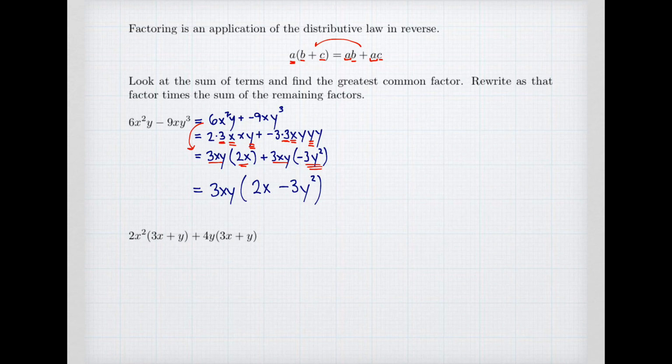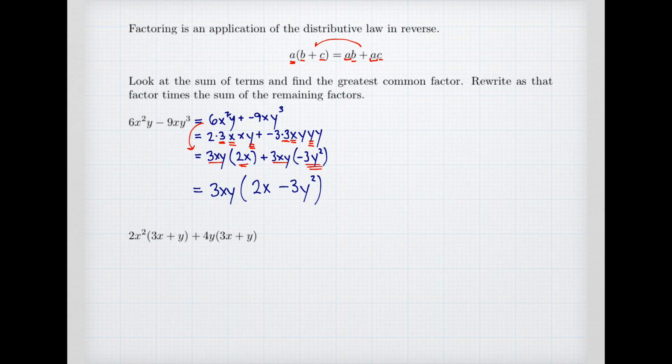So a lot of this we can do in our head. I wanted to emphasize why we were doing the things we're doing in this first example. In 6x squared y and 9xy cubed, we can see the common factor of the 6 and the 9 was the number 3. The common factor of x squared and x was 1x. The common factor of y and y cubed was just 1y. And when I take that out, for the first term I have to multiply 3xy by 2x, and for the second term I have to multiply 3xy by minus 3y squared.